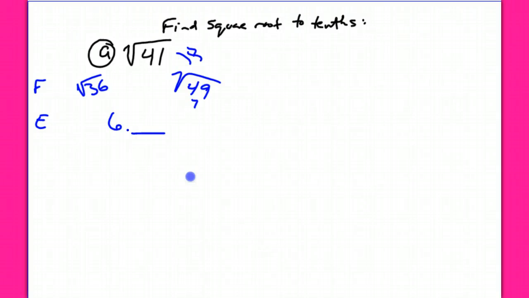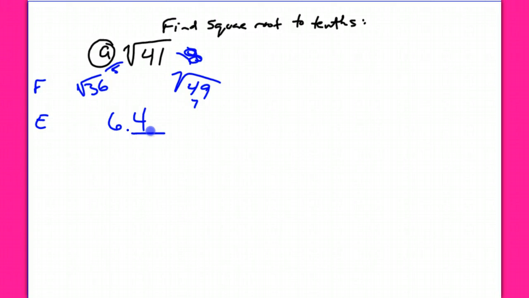Now, 41 is 7 away from 49. Oh, it's 8, actually. 8 away, right? 8 away from 49. And 41 is only 5 away from 36. So 41 is closer to 36 this time. If 41 was halfway between 36 and 49, we would estimate 6.5. That would be halfway between 6 and 7, right? But this number is a little closer to 36. So we're going to estimate something a little less than 6.5.